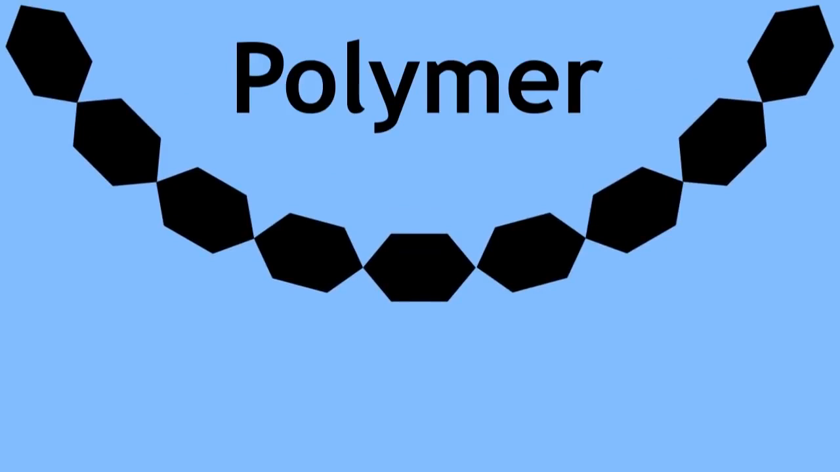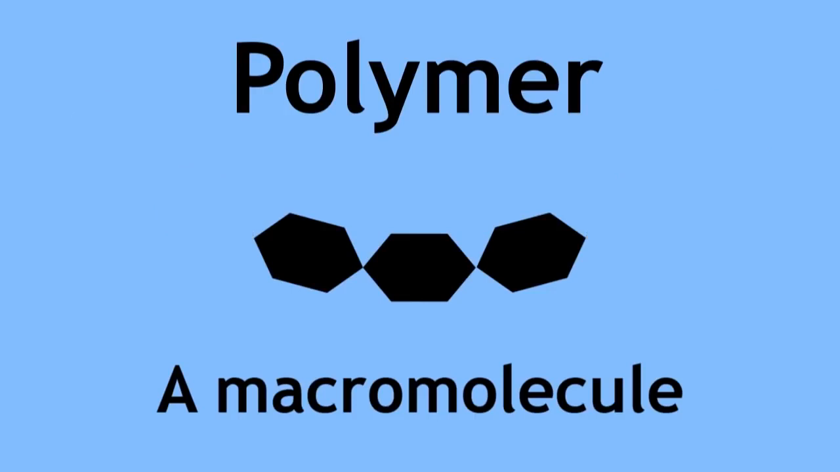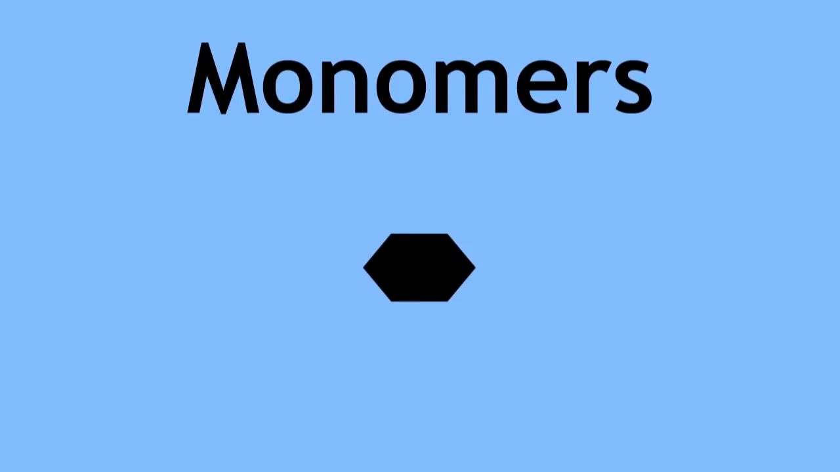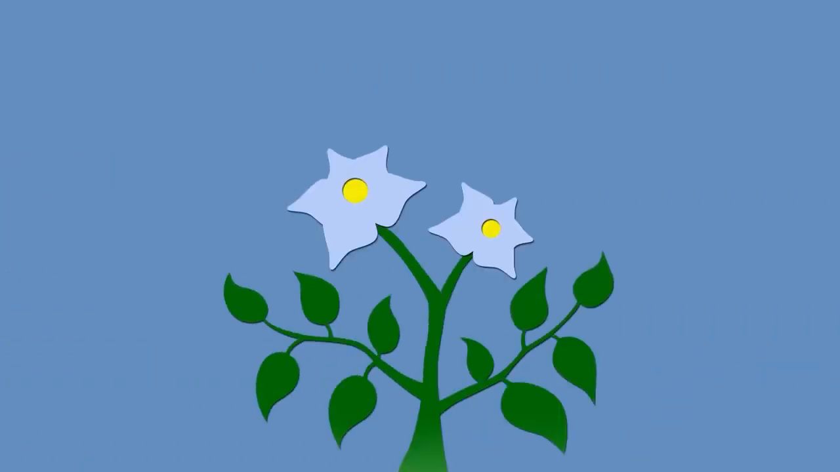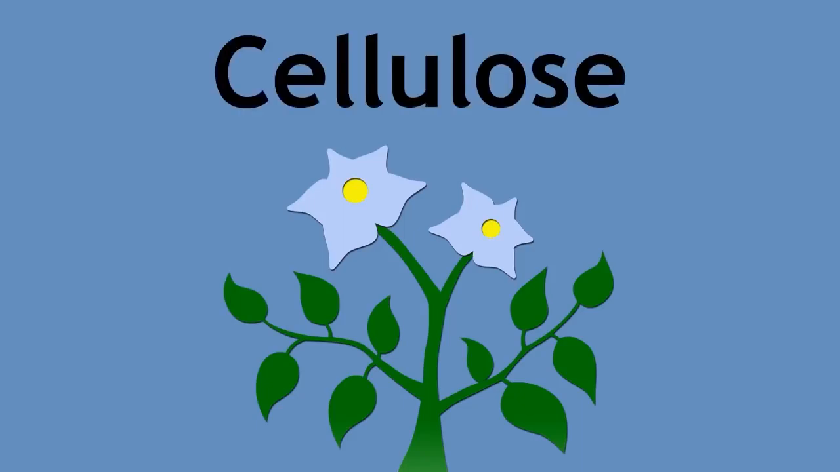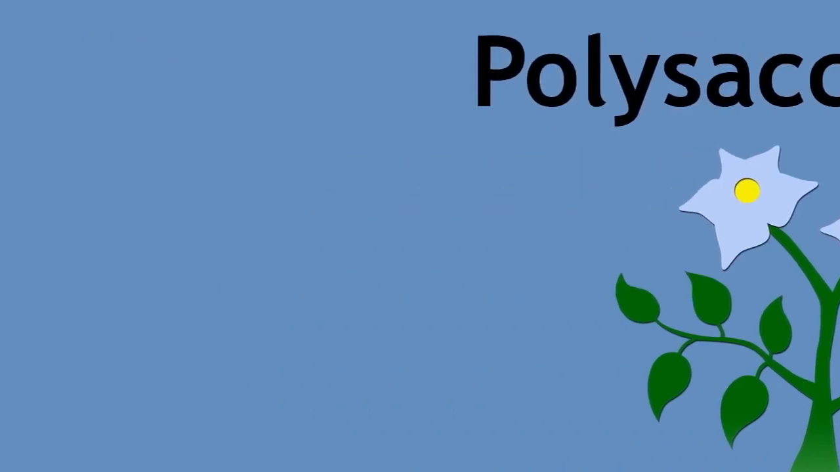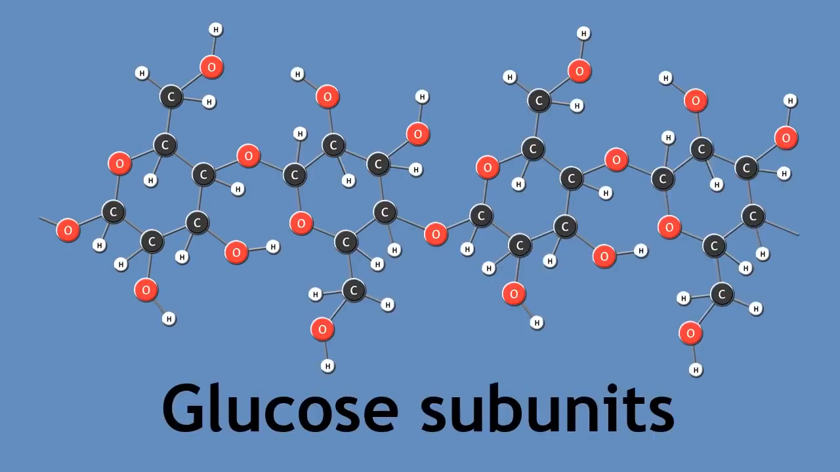A polymer is a macromolecule, or a large molecule made of many repeating monomer subunits. We can think of the monomers as beads, linked up to form a necklace, the polymer. Let's have a look at this potato plant right here. Notice how it is standing upright without any support. This is due to a polymer known as cellulose. To be correct, this is a polysaccharide, a polymer made of many repeating sugar, or specifically glucose, subunits.